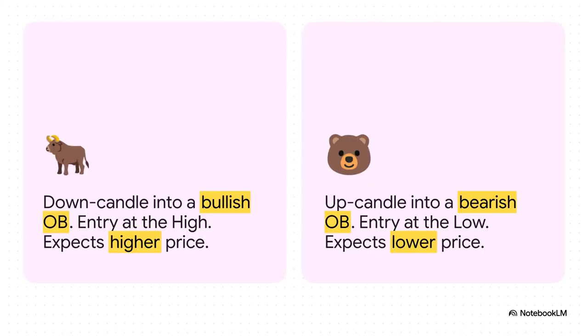So let's just boil it all down to make it super simple. For a bullish setup, you're looking for a down candle trading into a previous bullish block, and your entry is sensitive at the high. For a bearish setup, you're looking for an up candle into a previous bearish block, and the entry is sensitive at the low. The logic is identical, just flipped upside down.